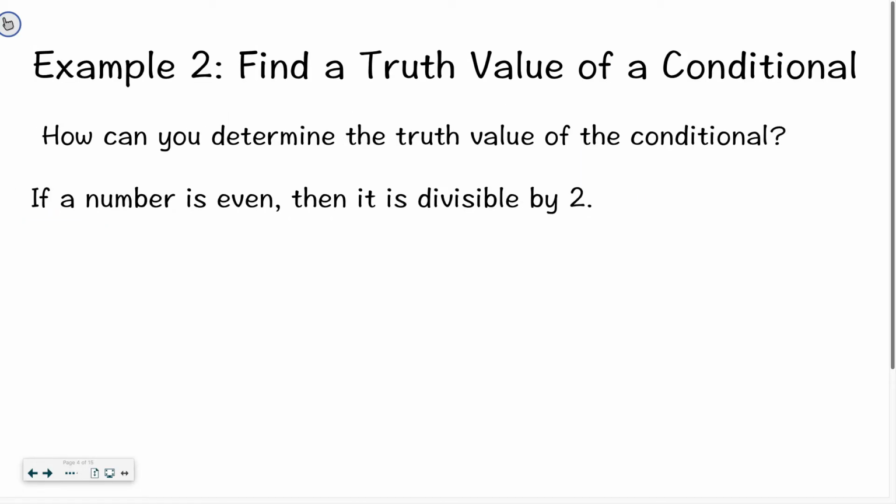Okay, example 2. Find the truth value of a conditional. So I want to know, if I give you a conditional, can you tell me whether it is true or false? So let's look at our conditional. If a number is even, then it is divisible by 2.